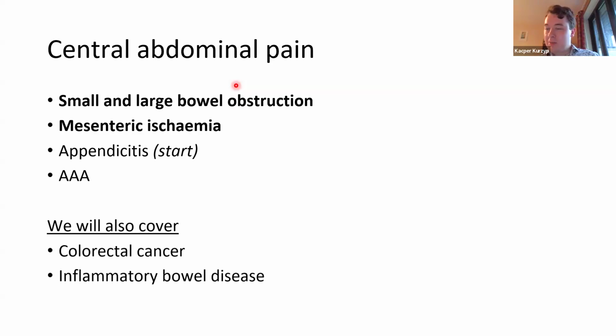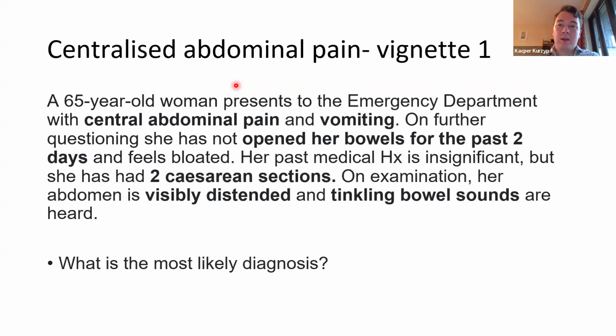Remember that central abdominal pain is seen in the first bits of appendicitis. So remember to consider appendicitis still. And triple A can also present with abdominal pain, but we won't cover that today. And we'll also cover a bit of the scary but chronic stuff.